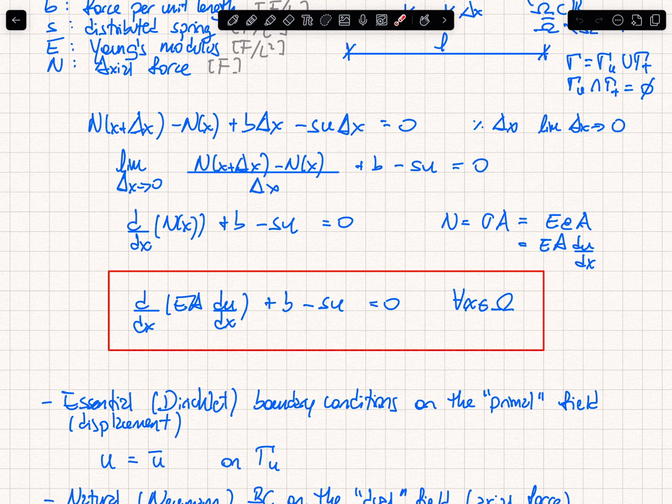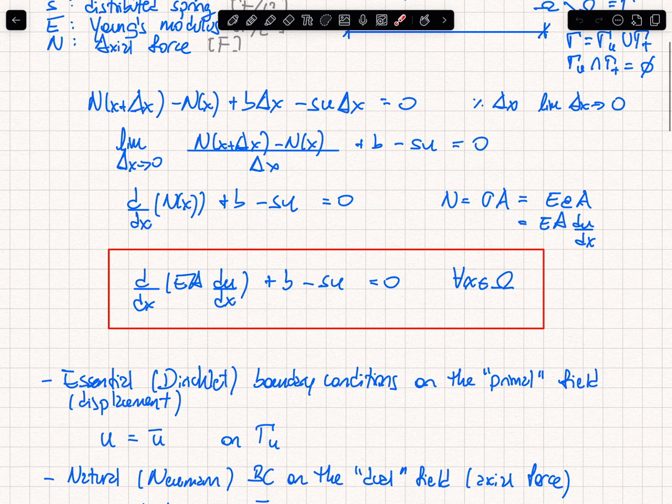If you remember in the nonlinear mechanics course, we were looking at high order strains, but for the purposes of this class, everything that is material and geometric nonlinearities are going to remain linear because the advanced features of FEM are going to be in different aspects, okay? So when we plug that in, we found that the governing equation is basically d dx of EA du dx plus B minus SU is equal to 0, and this had to be valid for every single point along the bar.